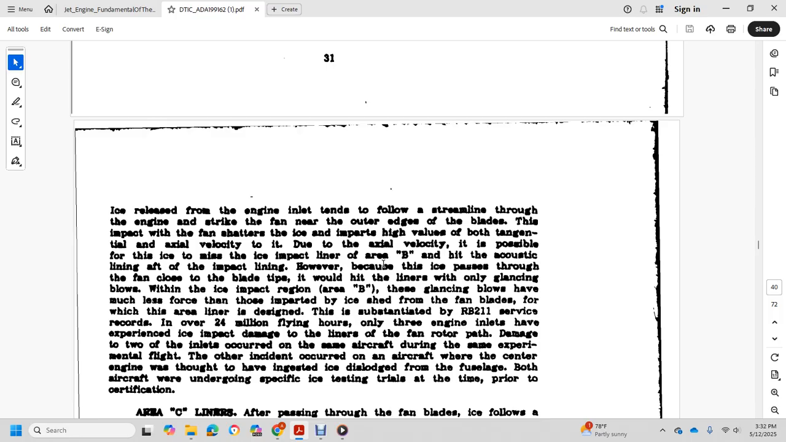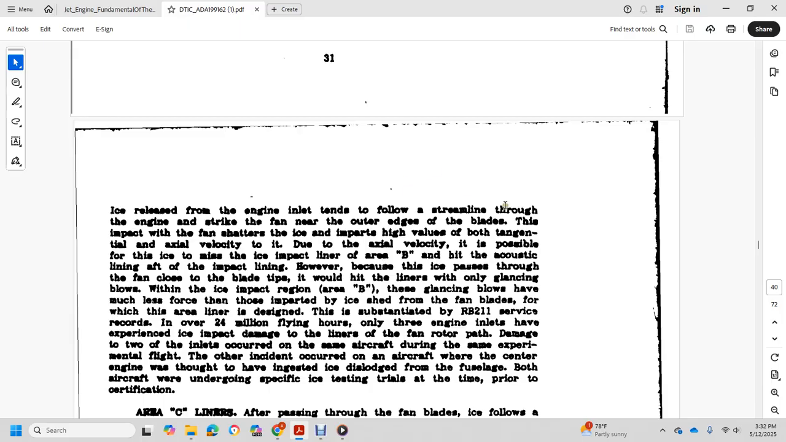The area B liner is substantiated by the RB211 service record over 24 million flying hours, in which only 3 engine inlets have had extreme ice impact damage to the liners on the fan rotor path. The damage to 2 of the inlets occurred on the same aircraft, in the same experimental flight.